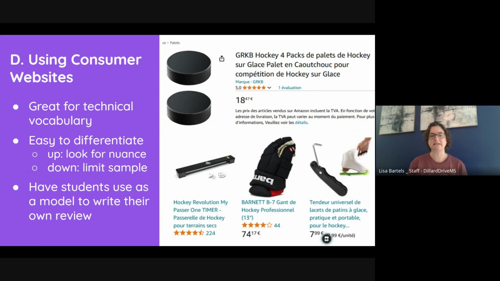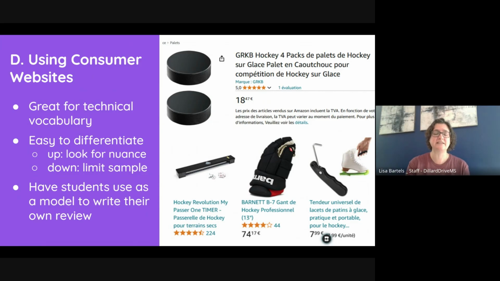Again, Amazon is ideal. So I had a student who loved hockey, and so I had him go to the Amazon site and look up words for hockey equipment, because I actually don't even know all this equipment. I mean, I know a little bit of it, but my student found this thing that I guess you use to tighten your skate laces, un tendeur universel de lacets de patin à glace. I don't even know what that thing is called in English, but my student knew. And he was very excited to use this site to figure out all the vocabulary for the different hockey equipment that he uses in his daily life.